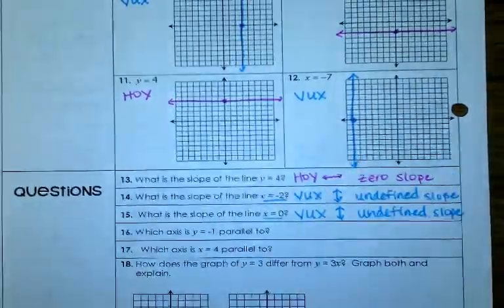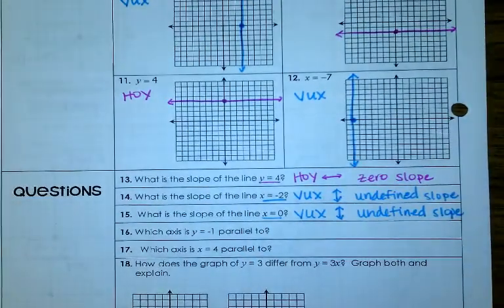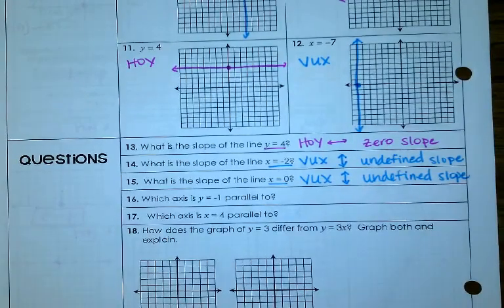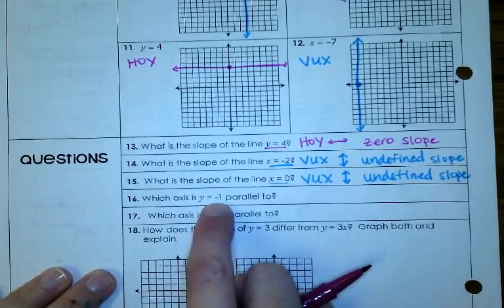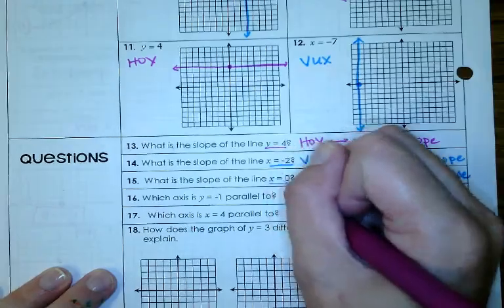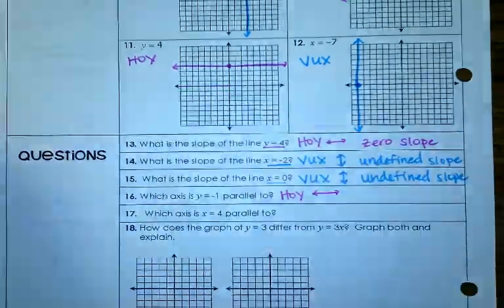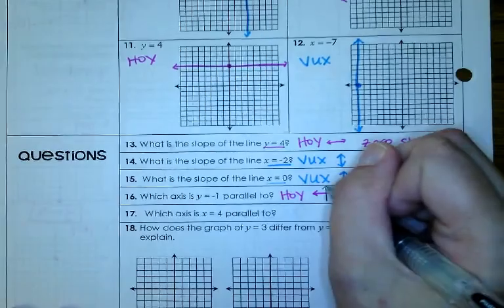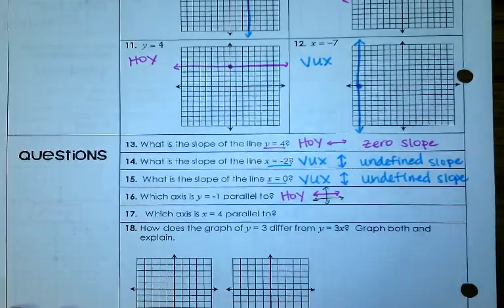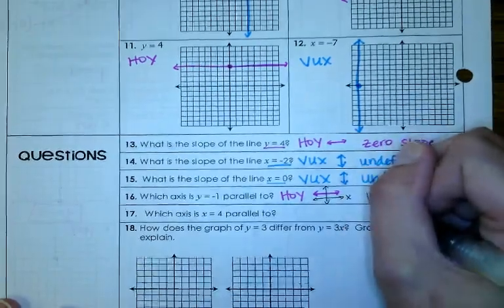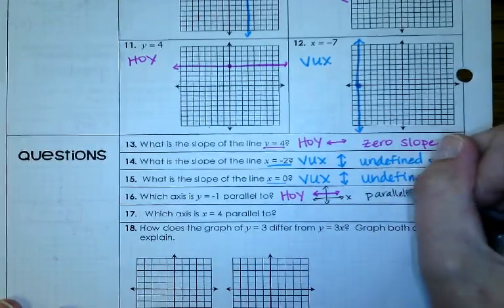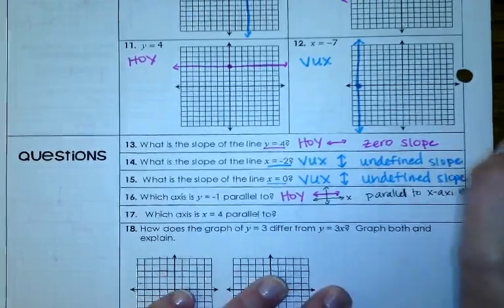So which axis is y equals -1 parallel to? Well, guys, y equals a number. Is that VUX or HOY? HOY. So that means my line is going to look like this. Whenever it talks about which axis, parallel, it is so easy to mess this up in your head, so that's why I would draw a little sketch here. Which one is this parallel to, your x or your y? It's parallel to the x-axis. So a y equals equation is parallel to the x-axis. All right?